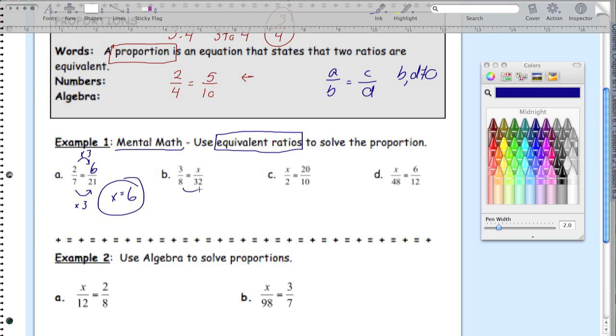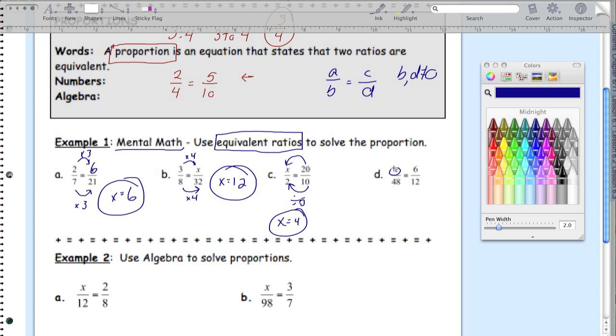So here, 8 times 4 is 32, so 3 times 4, x equals 12. No real calculations involved other than recognizing those points. Here I could say 2 times 5 is 10, so what times 5 is 20? Or I could work the other way, as x is on that side, so I'm going to have to go in that direction, from here to there. So in the denominator I went 10 divided by 5 equals 2, so in the numerator 20 divided by 5, x must be 4.